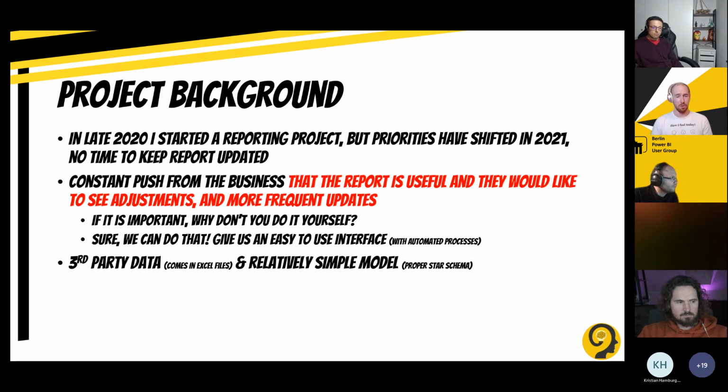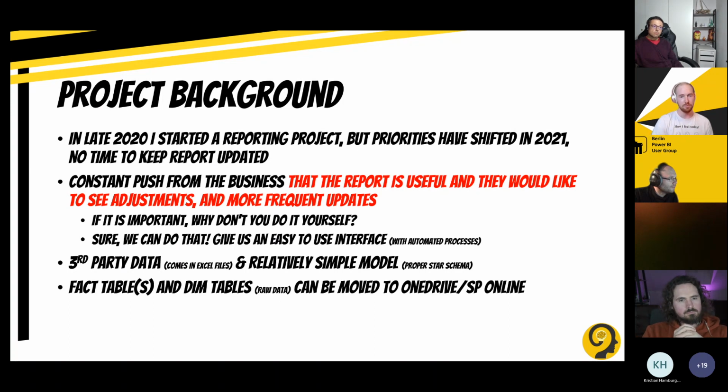Essentially, it was all about third-party data. We received some data from our distributors in Excel files. Every single one of them was in slightly different formats, but the data model itself was super simple. All the files that we received, whether it was via email or a business-to-business channel, was something that we could move to OneDrive or SharePoint Online.